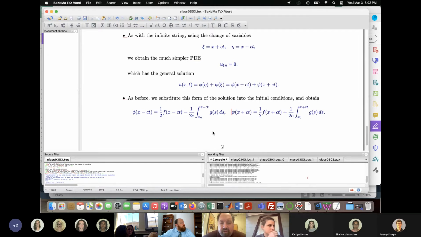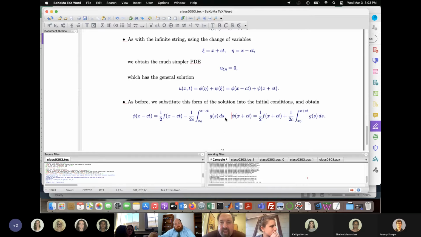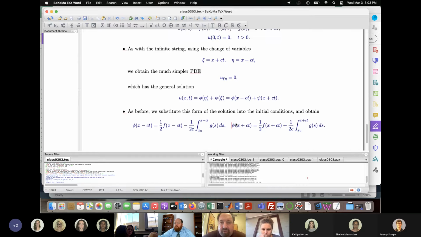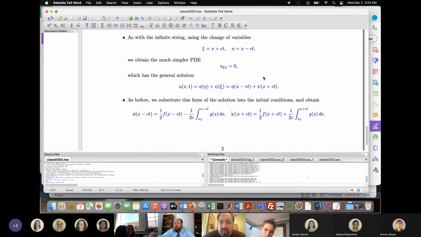So this part is no different, but now we have a problem because we're on the domain from 0 to infinity, because x and t are assumed to both be positive. So if x and t are both positive, x plus ct is positive, so we can go ahead and use this. There's no problem here. But this could be a problem. x minus ct might be negative.